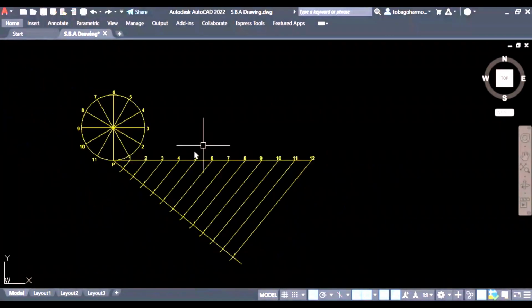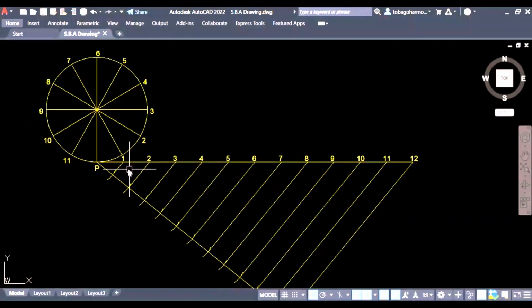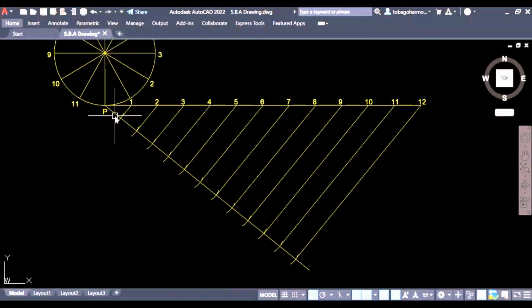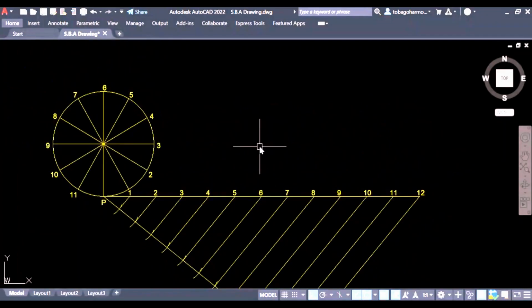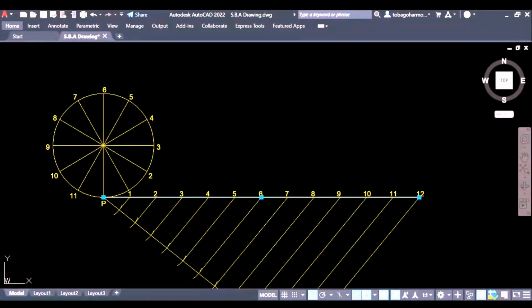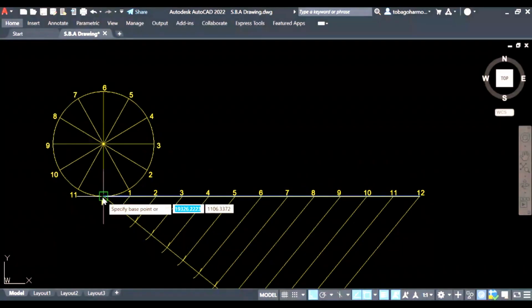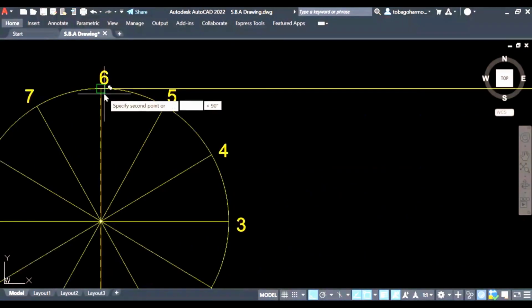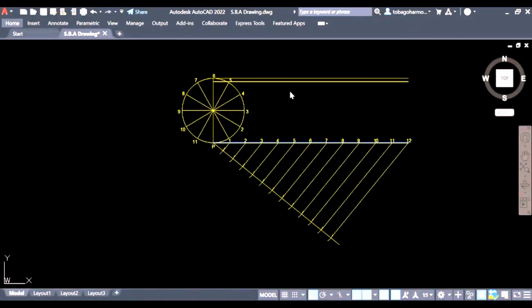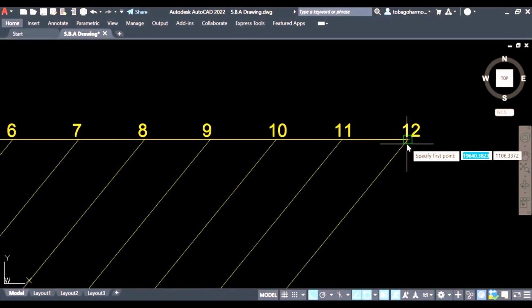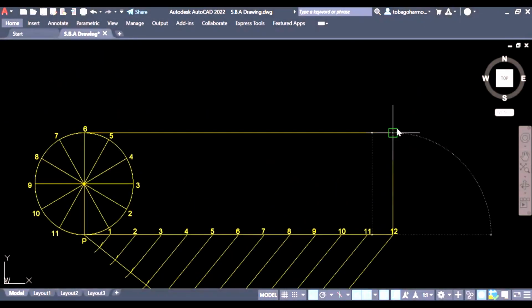Okay, so off camera we would have drawn all the parallel lines, and I would have trimmed them so that it looks neat. Here we have 1 to 12, they are numbered, and each line is the same distance from the other, or you can say they are equidistant. What we are going to do now is create a rectangle. I just copied line P12, and now we will enclose our rectangle.